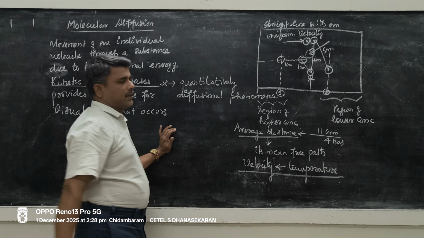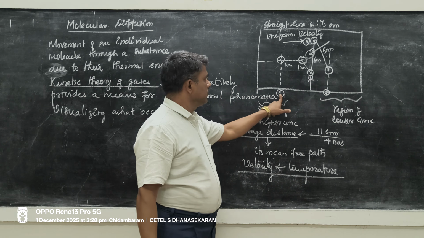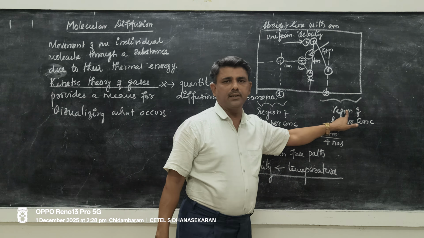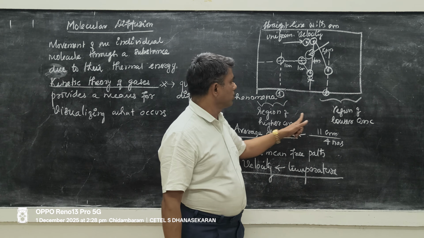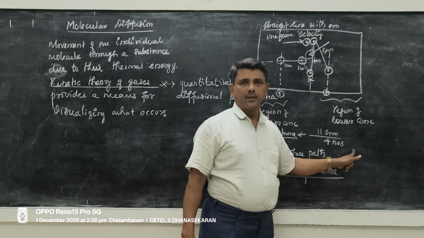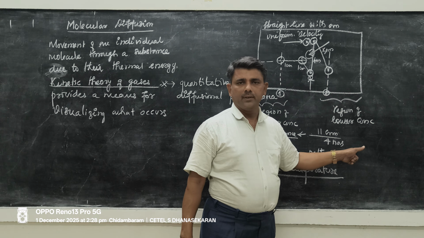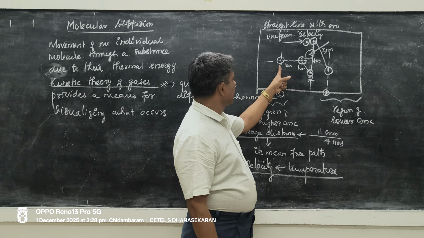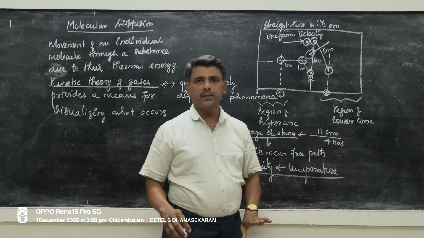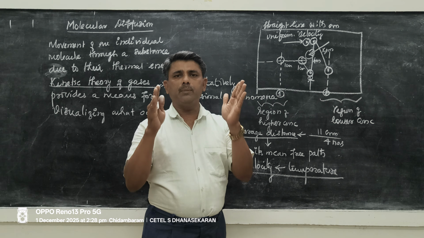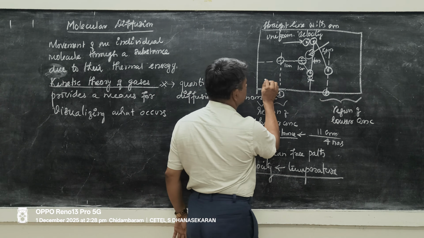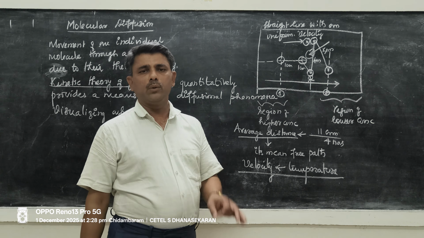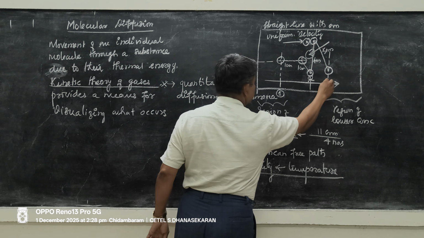Okay. What next? This is location 1, this is location 2. Here the concentration is high, here the concentration is low. The molecule moves from a region of higher concentration to a region of lower concentration. It tends to achieve equilibrium. Now my question is, what is the distance travelled by the molecule in one direction, in this direction alone?